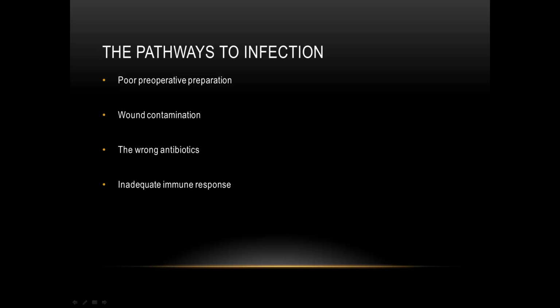Wounds can become infected via 4 primary pathways. The first is poor preoperative preparation, then wound contamination, poor antibiotic selection, and last, the inability of an immunocompromised patient to mount a successful resistance to infection.